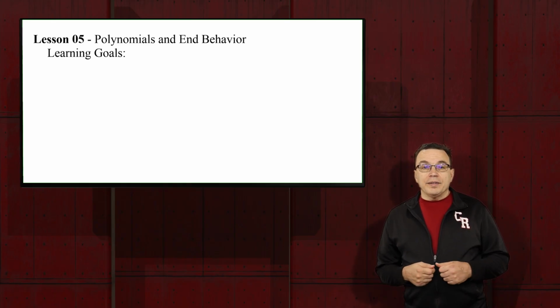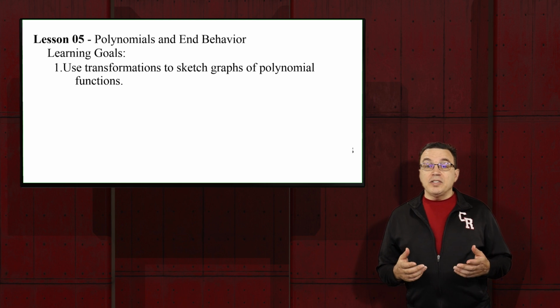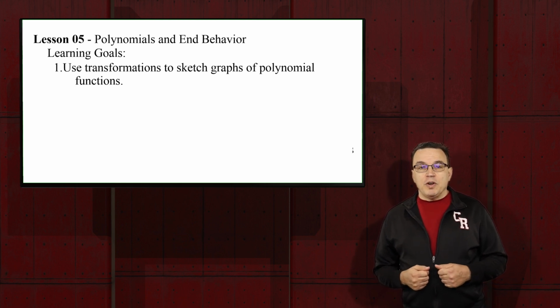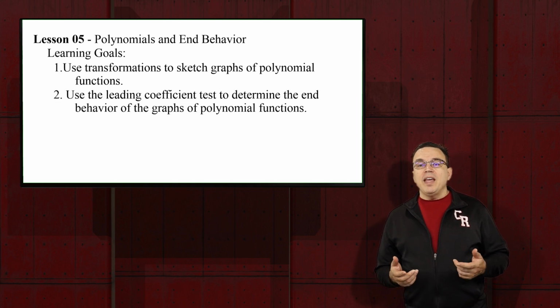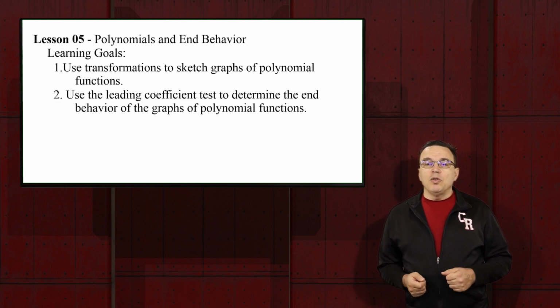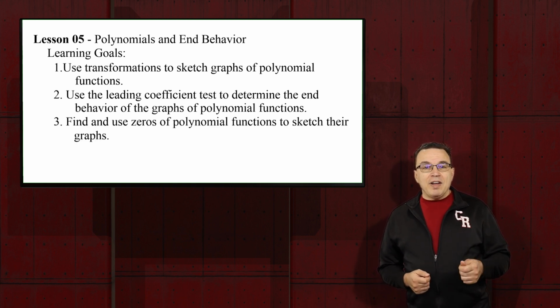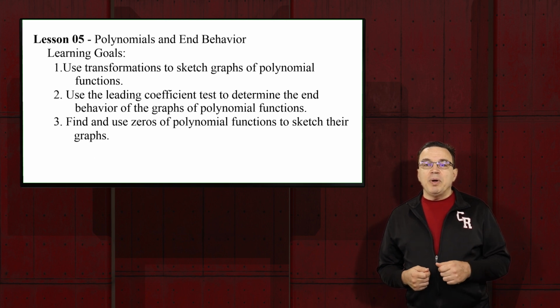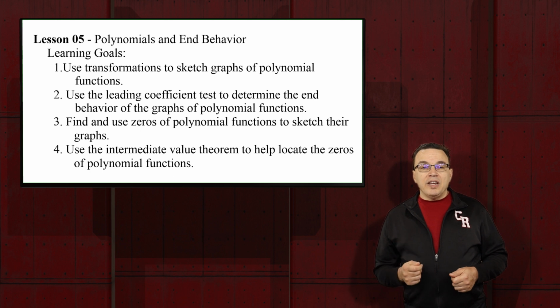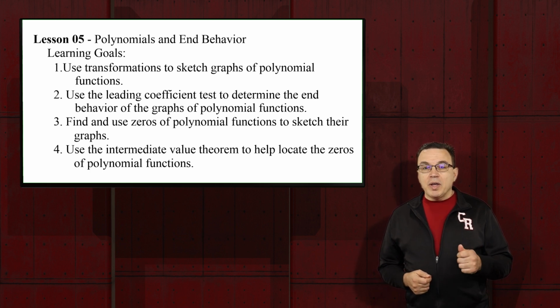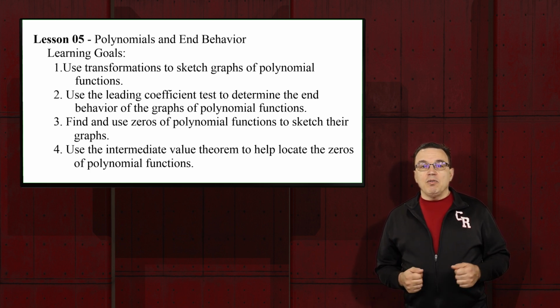Our goals for today. We're going to use transformations to sketch the graphs of polynomial functions. We're going to use the leading coefficient test to determine the end behavior of the graphs of polynomial functions. We're going to find and use the zeros of polynomial functions to sketch their graphs. And then we're going to use the intermediate value theorem to help locate the zeros of polynomial functions.